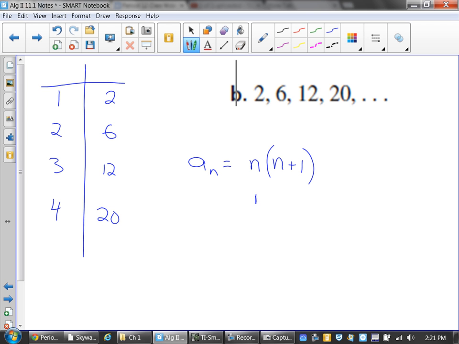What about this? Same thing, right? What's 1 squared? 1. What's 1 plus 1? 2. What's 2 squared? 4. What's 2 plus 4? 6. What's 3 squared? 9. What's 3 plus 9? 12. What's 4 squared? 16. What's 16 and 4? There we go. So the rule for this one would be either one of these. Either one of these works out just fine.